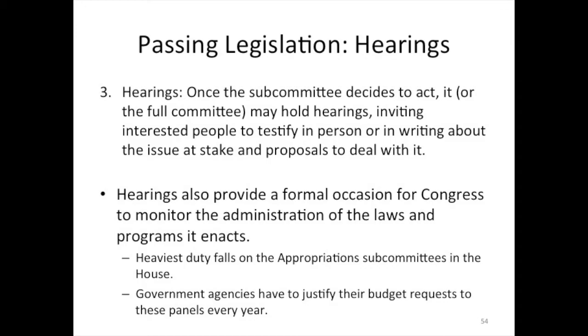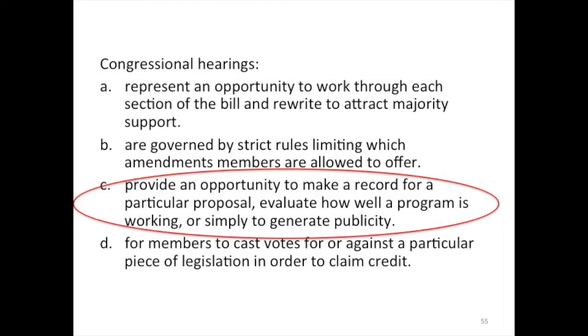In all, these committee hearings have a lot of different purposes. They provide an opportunity to make a record for a particular proposal. They can evaluate how well a program is working or simply generate publicity. In fact, this last sentence is a question on the test. So in this question, I pose a sentence and you finish it. This question is congressional hearings. And on the test, you mark the answer, that they provide an opportunity to make a record for a particular proposal, evaluate how well a program is working, or simply generate publicity.